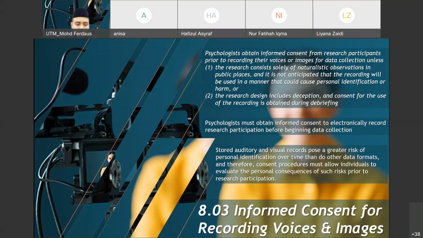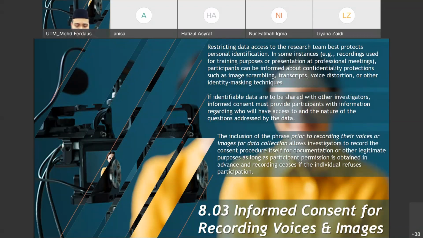Otherwise you are not following the ethical standards for informed consent, for recording voices. Restricting data access to the research team best protects against personal identification. In some instances, recordings are used for training purposes or presentation at professional meetings, and participants can be informed about confidentiality protection such as image scrambling, transcripts, voice distortion, or other identity masking techniques.